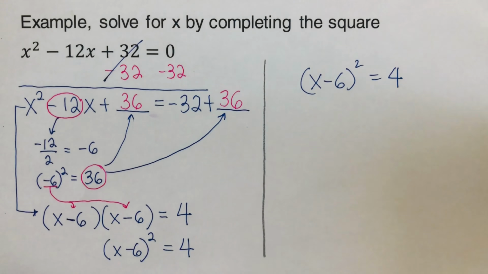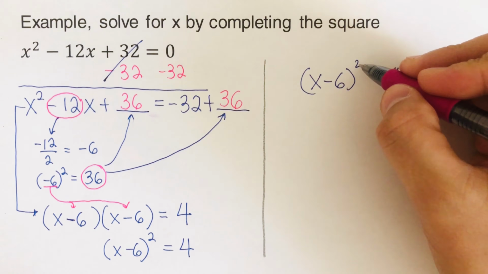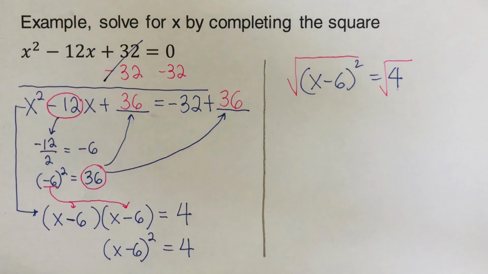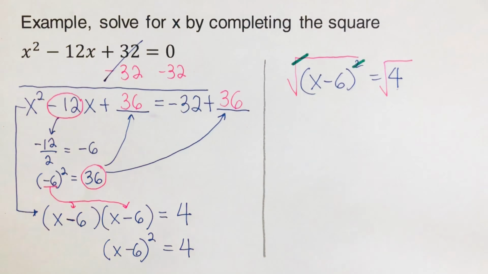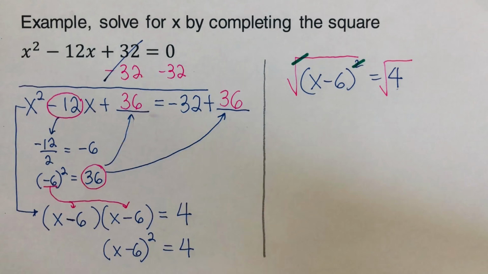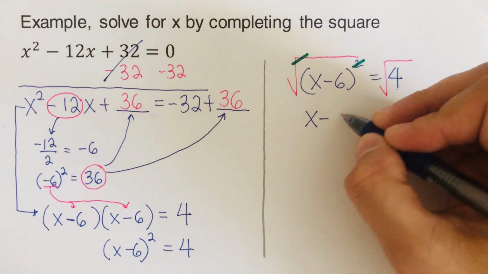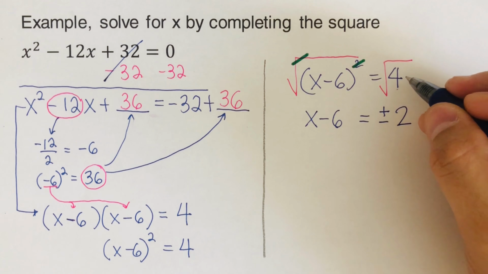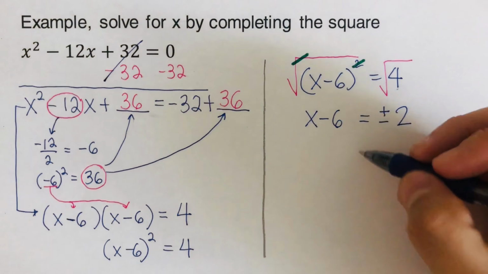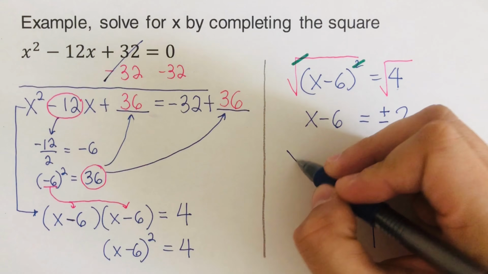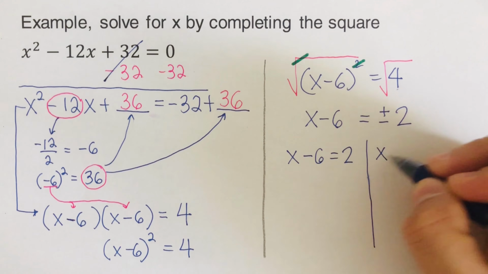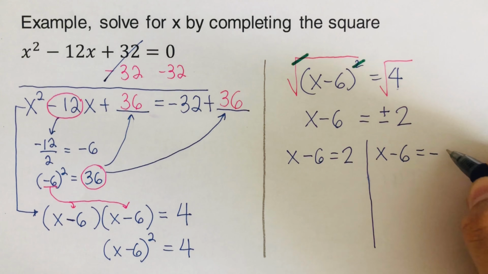Now, I am going to square root both sides because I want to get rid of the squared. So square root the left side, square root the right side. So then from here, we can go ahead and cross the squared and square root out. So we are left with x minus 6 equals plus minus 2 because the square root of 4 is 2. So then we go ahead and have two solutions for this. x minus 6 equals positive 2 and x minus 6 equals negative 2.